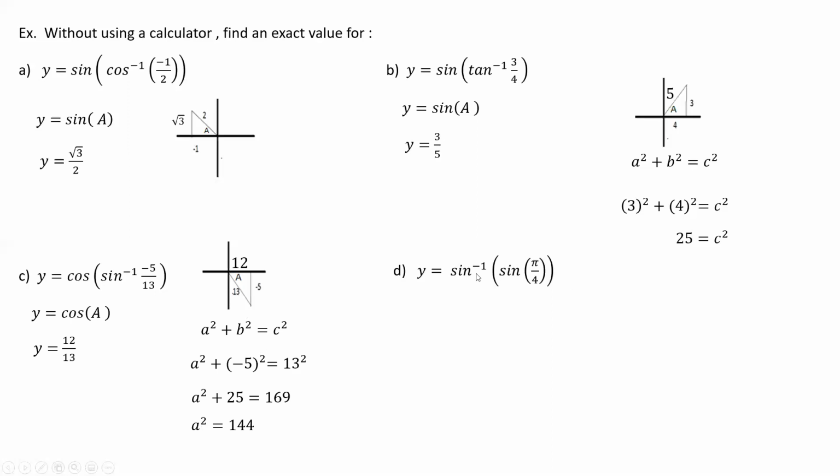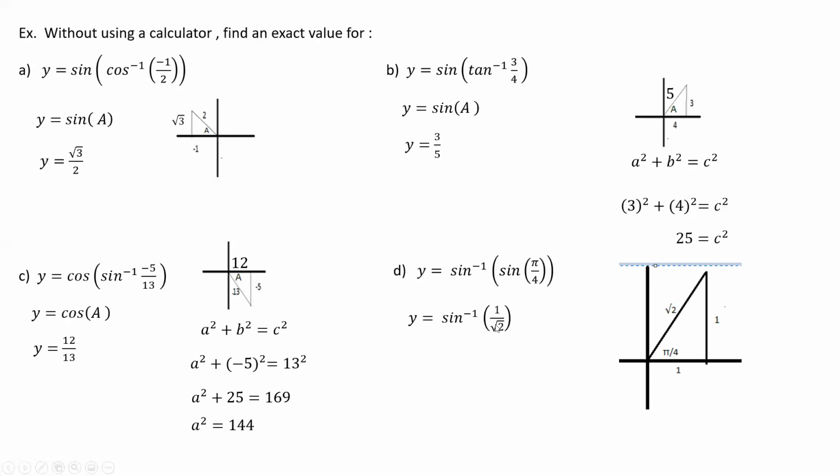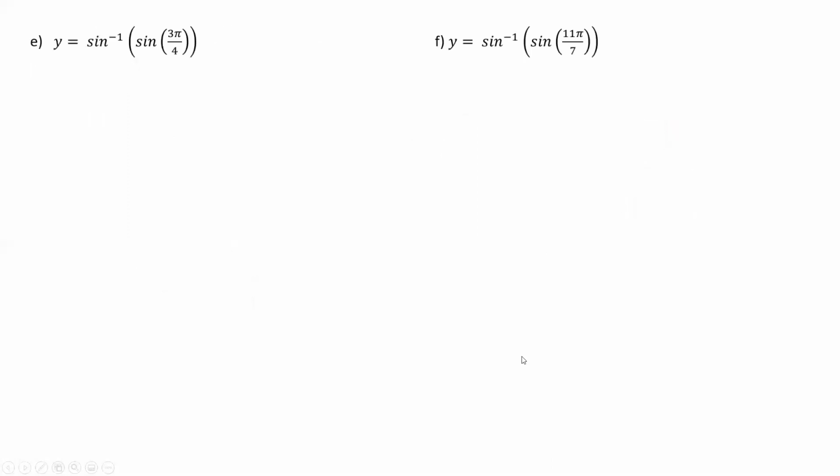This one, the inverse sine of the sine of pi over 4. If you do it the long way, sine of pi over 4 is 1 over root 2. The angle whose sine is 1 over root 2 is pi over 4. If you do it the quick way, the inverse sine will cancel out the sine. They undo each other. The answer is pi over 4. And we said that works most of the time. When doesn't it? Let's look at these two examples.